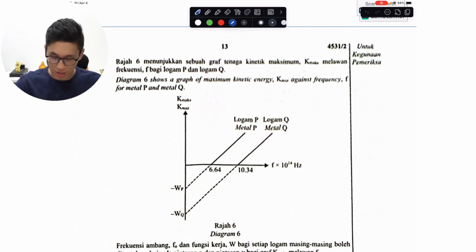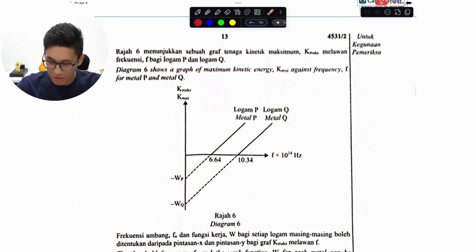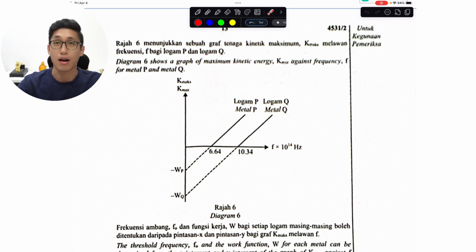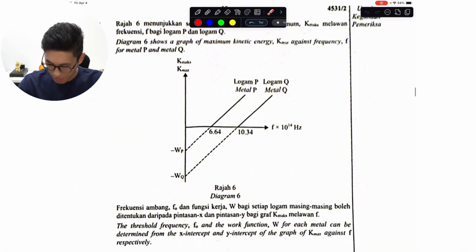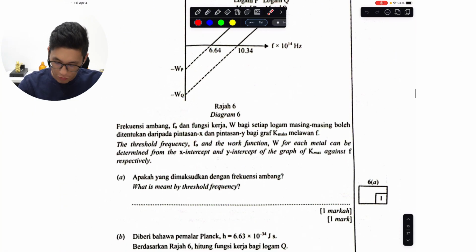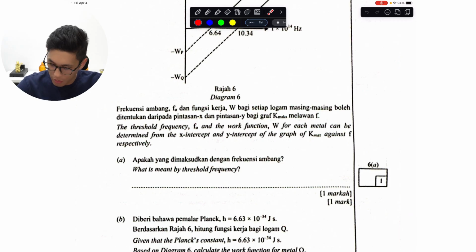Diagram 6 shows a graph of maximum kinetic energy, Kmax, against frequency f for metal P and metal Q. Here is a graph that shows, for each of these metals, the kinetic energy, the threshold frequency, and all that kind of stuff. The threshold frequency f0 and the work function W for each metal can be determined from the x-intercept and the y-intercept of the graph of Kmax against f respectively.